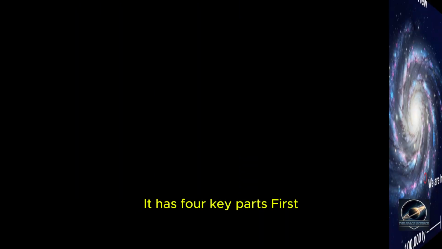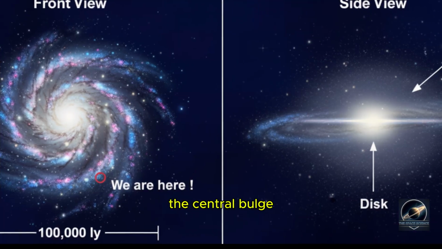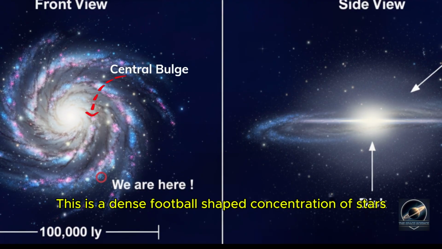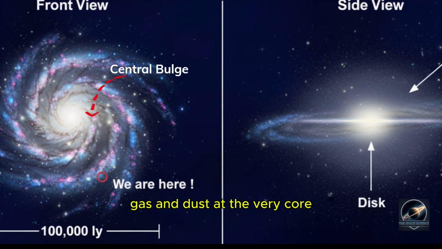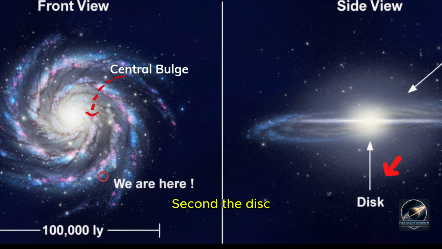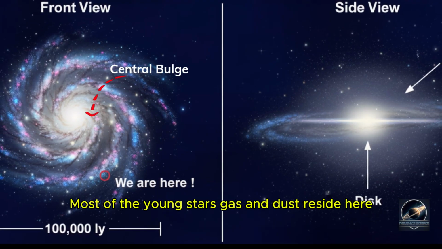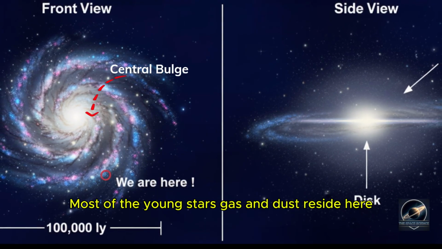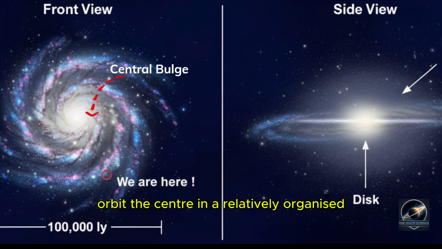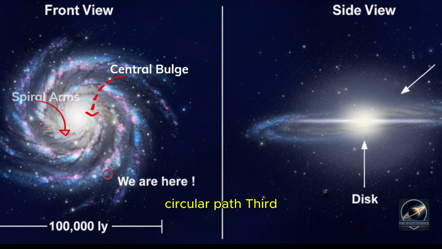It has four key parts. First, the central bulge. This is a dense, football-shaped concentration of stars, gas, and dust at the very core. Second, the disk. This is the flat, rotating part where the spiral arms are located. Most of the young stars, gas, and dust reside here. Stars in the disk orbit the center in a relatively organized circular path.